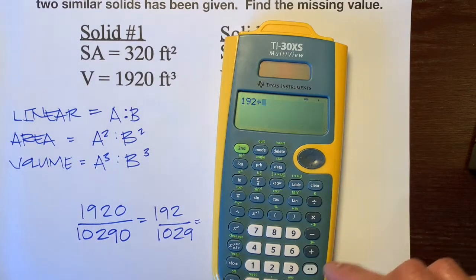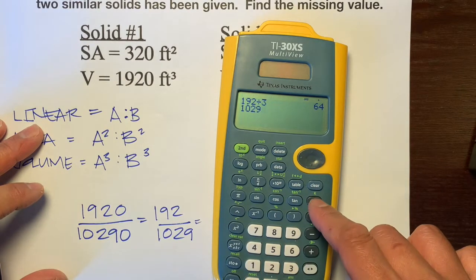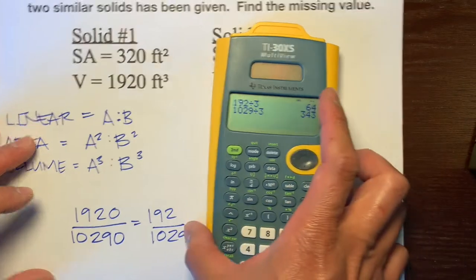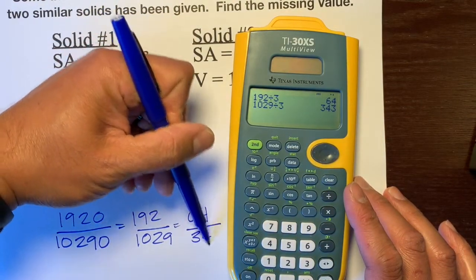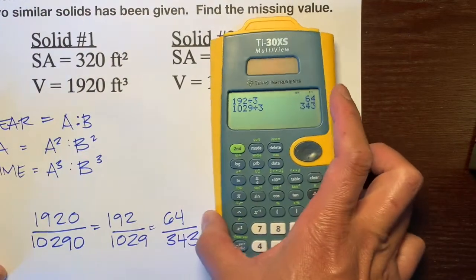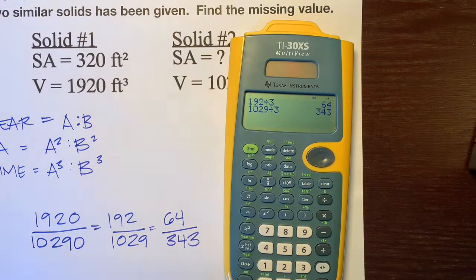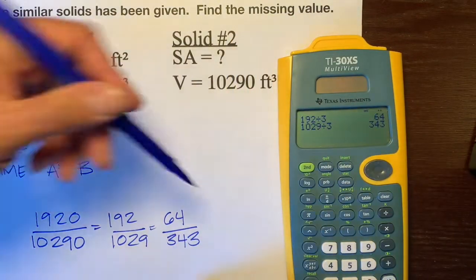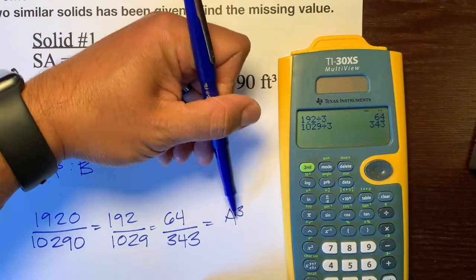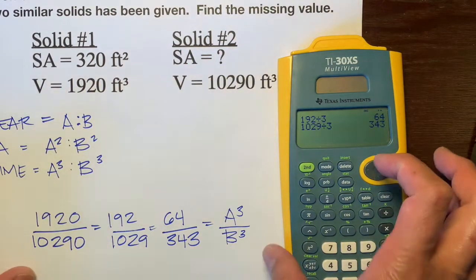192 divided by 3 is 64. Does 1,029 divide by 3? It does. So we have 64 over 343. It doesn't look like both of these have a common factor that we can use to simplify this some more. That's fine. Our goal is to get this to equal A cubed over B cubed, so we can get the linear scale factor.